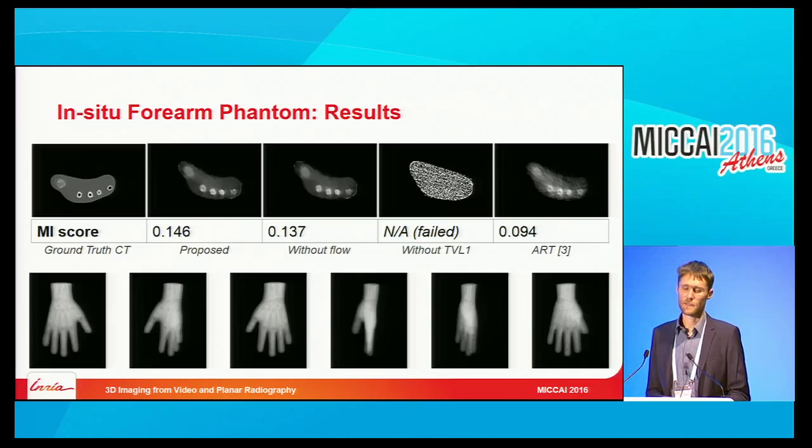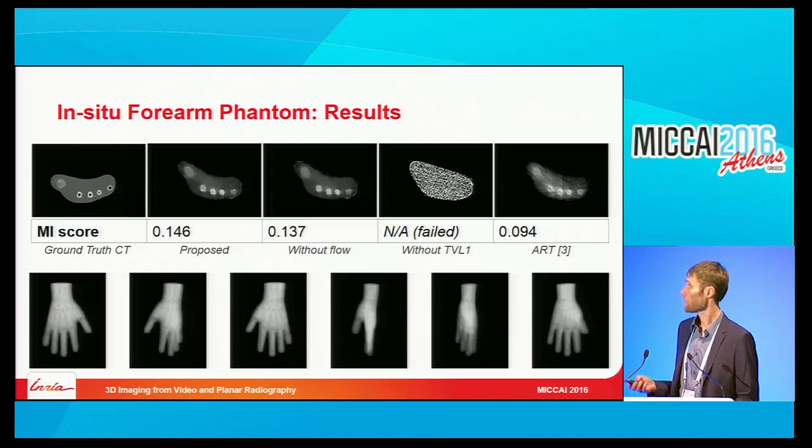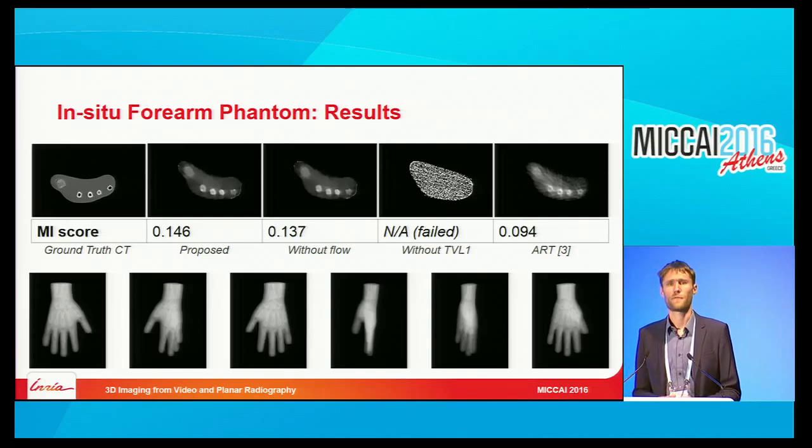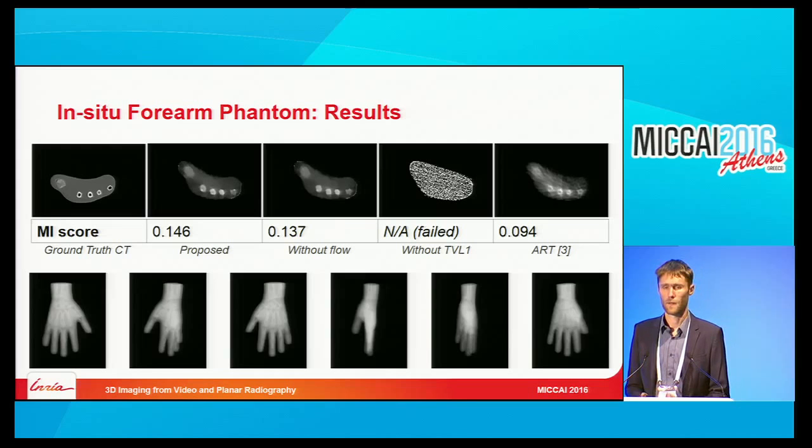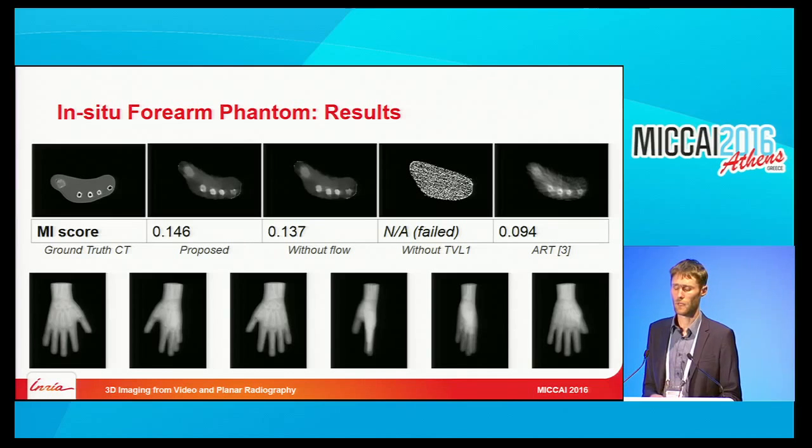And here you can see that between the proposed method and without flow, especially around the index finger, without the flow, we don't really capture the fact that the bone is literally hollow because it's a phantom. This is because probably the model was slightly misaligned, and the optical flow managed to capture and correct these small artifacts. We note also that here without prior, without TVL1 prior, it doesn't even converge. And as comparison with ART, here ART is with only 20 frames, so we get the general structure, but it fails to really converge because it doesn't have, again, a prior.